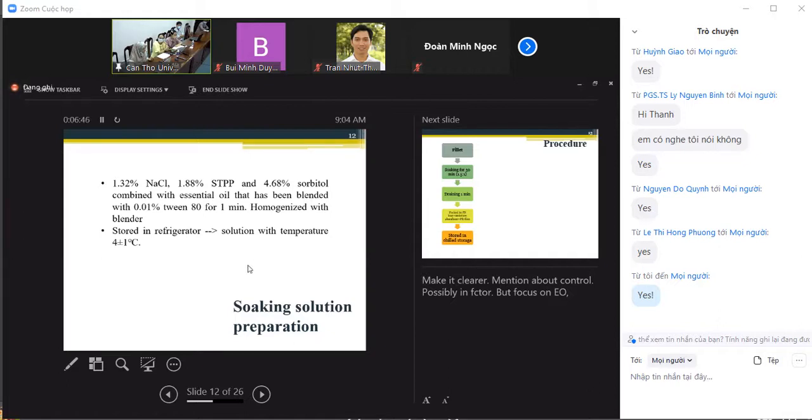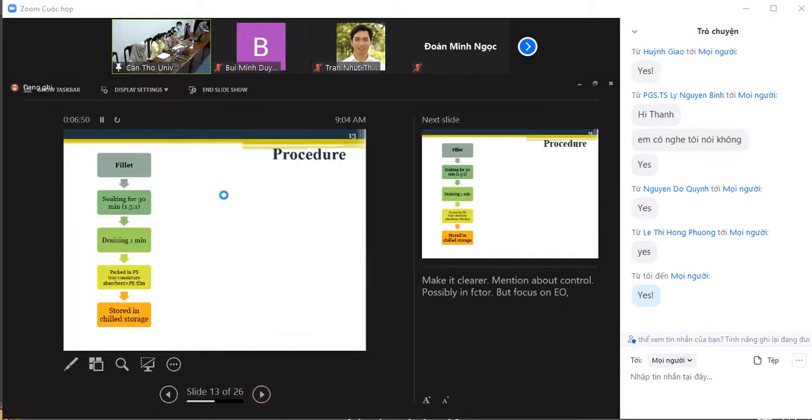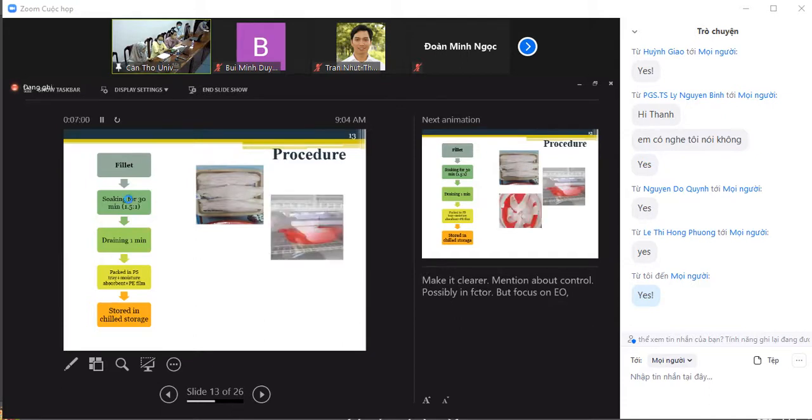And here's the procedure of the experiment. First, we cut the fillet to the same portion, the same weight, around 250 grams. And then we soak it for 30 minutes with a proportion of 1.5 for water and 1 for the fish. So make sure all the solution covers the fish. And after 30 minutes, we drain it for 1 minute to remove the excess water.